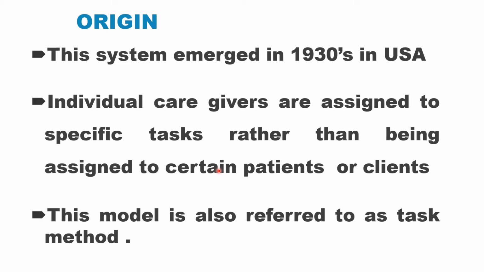But in this method, the registered nurses are not assigned to a certain group of patients or a single patient, but only a certain task is allocated that she has to perform for that group of patients. Hence, this model is called a task method. Only tasks are assigned, not the patients. So, it is referred to as task method. That is the main difference of this method from other methods of patient assignment.